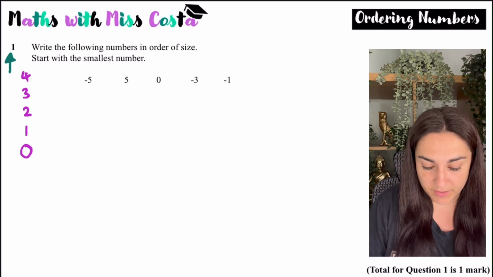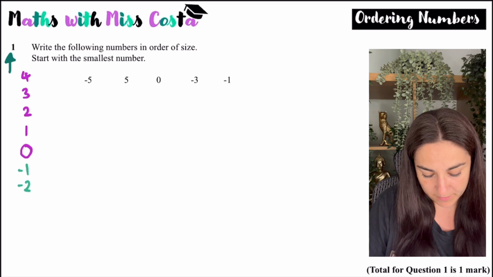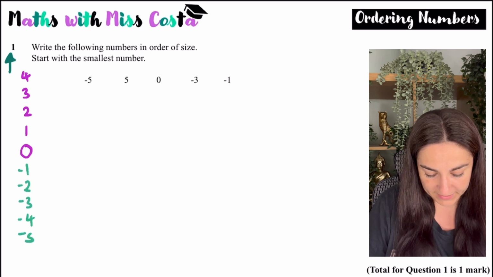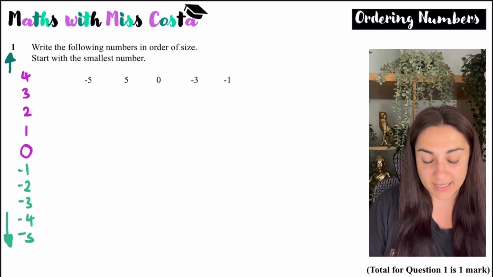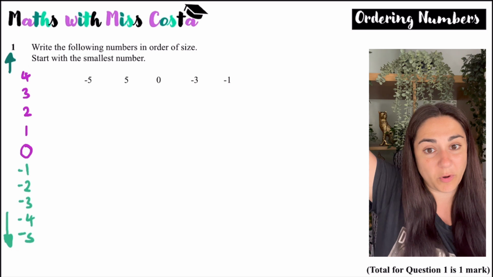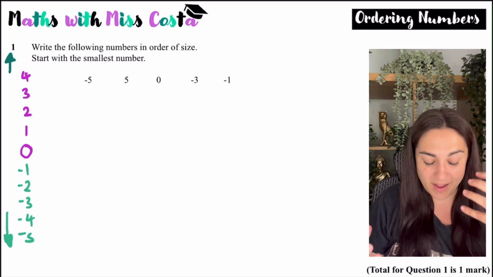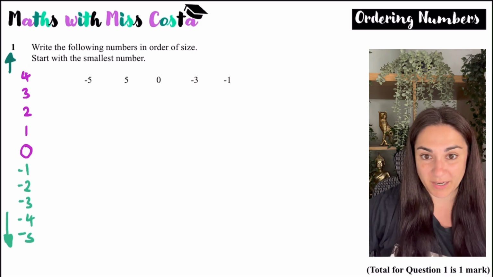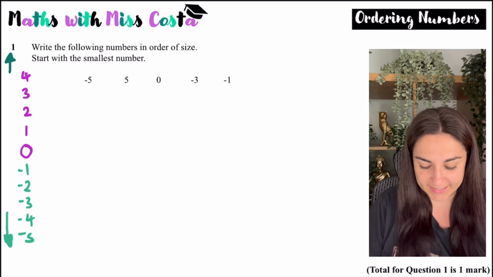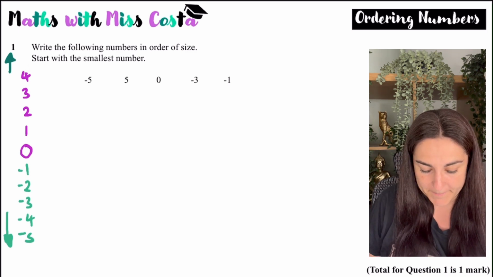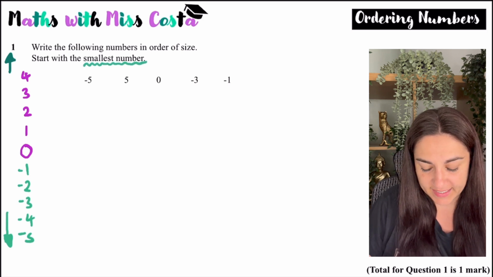With the negatives, however, it's like a mirror reflection of what happens on the positives. So we'd go -1, -2, -3, -4, -5. And the further down we go, the smaller the number becomes. So your largest number would be your largest positive number, and your smallest number would be the number that's furthest down the number line. So the larger the number is, but with a negative sign in front of it, the smaller it actually is.